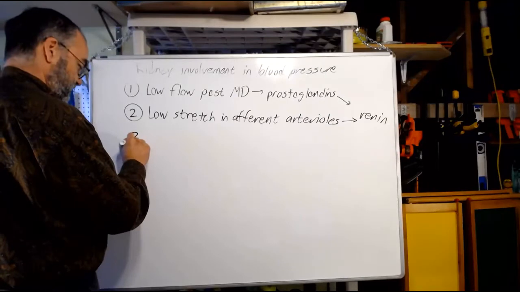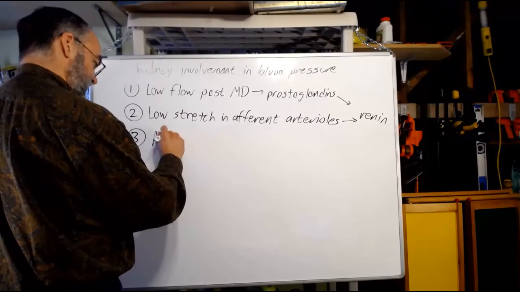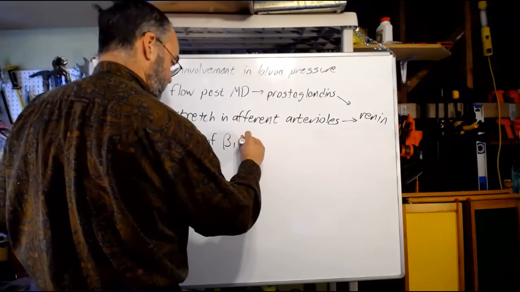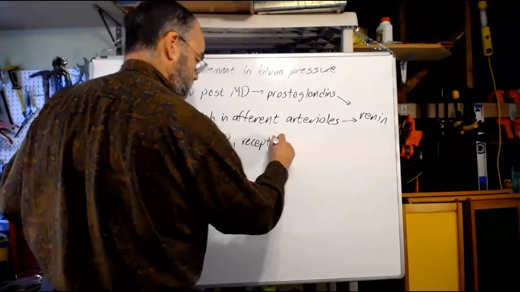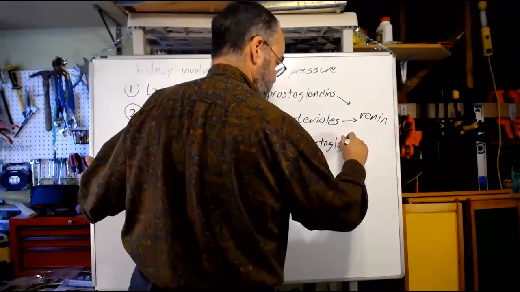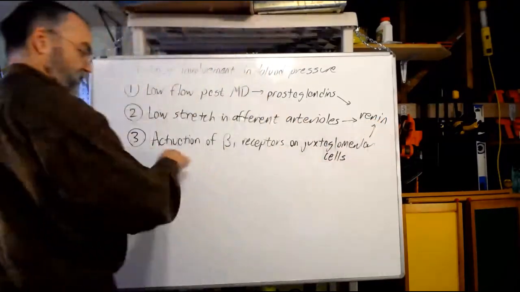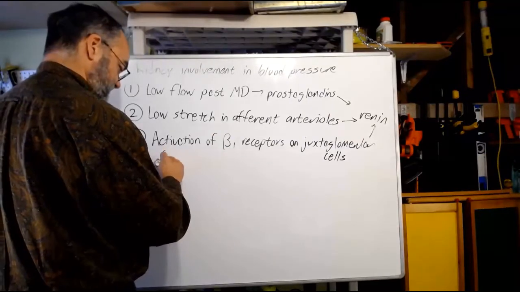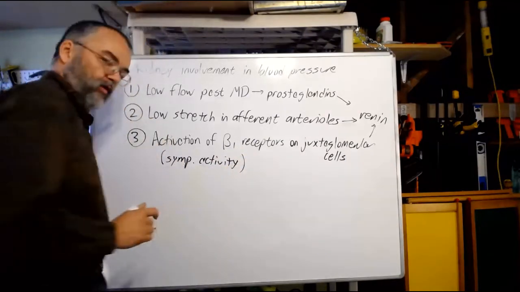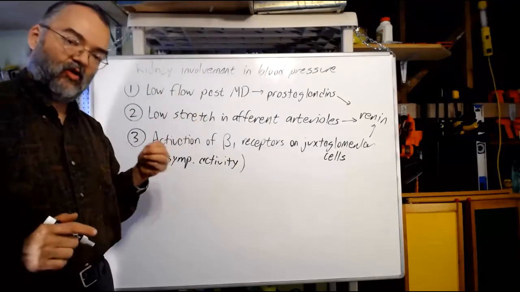A third one was activation of beta-1 receptors on the juxtaglomerular cells. That would come from sympathetic activity. Epinephrine in the blood, or norepinephrine from postganglionic sympathetic cells. So these three things all produce renin secretion.